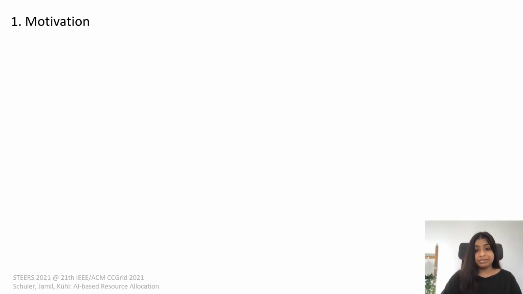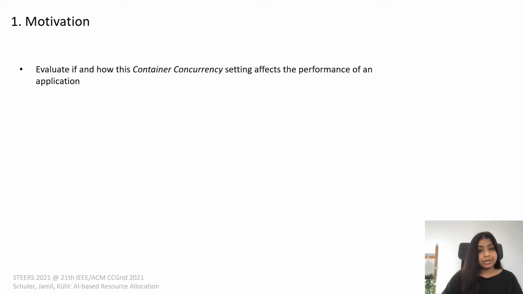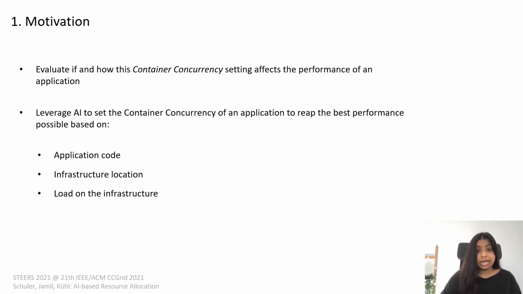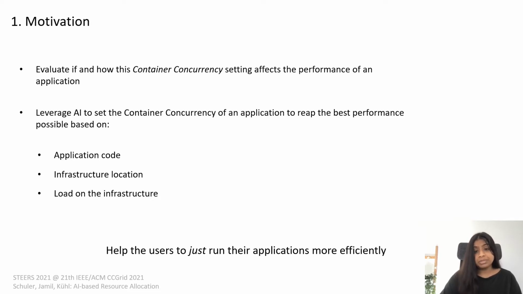And now coming to the motivation. We wanted to evaluate if this container concurrency setting has any impact on the performance of an application. And if it does, can we leverage AI to keep tweaking the setting in order to get better performance results based on changing application code, the infrastructure location where the code is deployed, and the load on the infrastructure at that time of the day? We basically wanted to help users run their applications efficiently without having to worry about this setting causing any performance degradation.